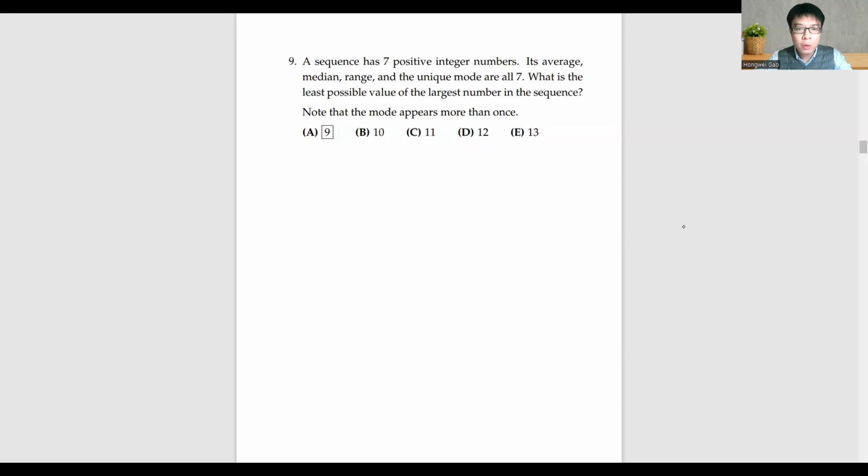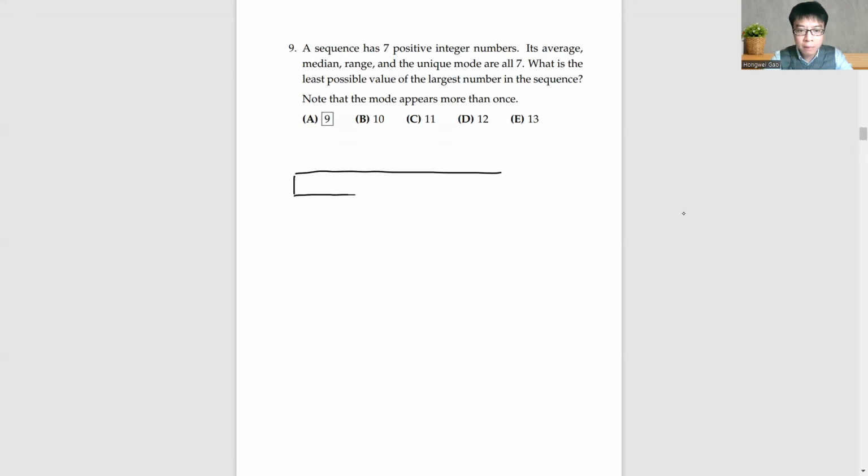Question 9. A sequence of 7 positive integer numbers has average, median, range, and the unique mode all equal to 7. What's the least possible value of the largest number in the sequence? So the answer here is 9. Let me give you this example. The median is 7, so the middle number is 7. Largest number 9 works. Accordingly, the smallest number should be 2 because the range is 7.